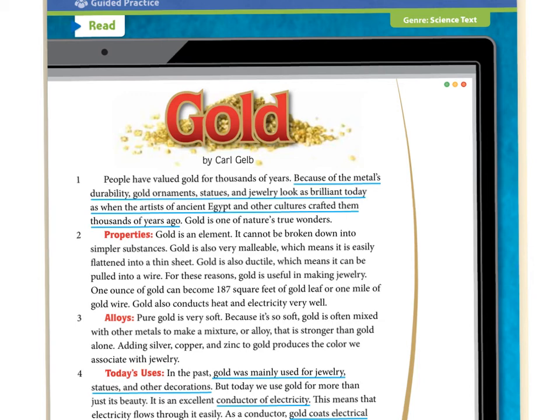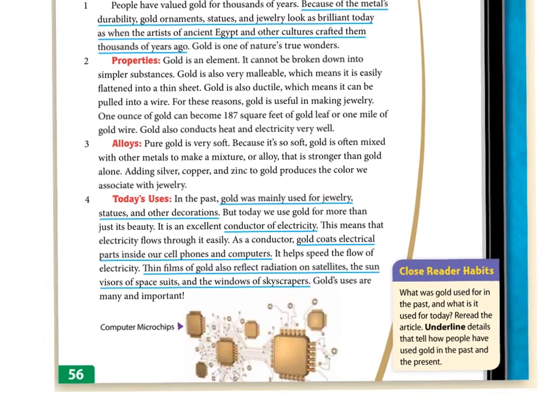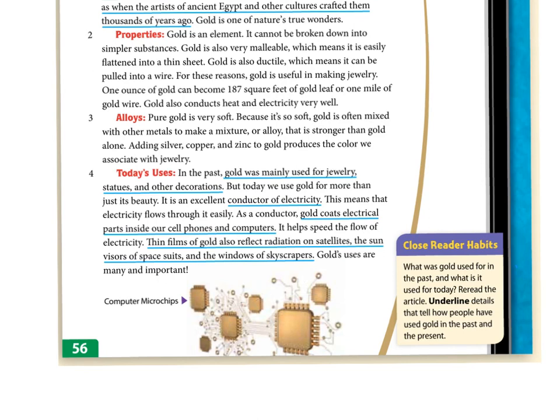It's in Google Classroom. All right, paragraph 4. Today's uses. In the past, gold was mainly used for jewelry, statues, and other decorations, but today we use gold for more than just its beauty. It is an excellent conductor of electricity. This means that electricity flows through it easily. As a conductor of electricity, this means blank.